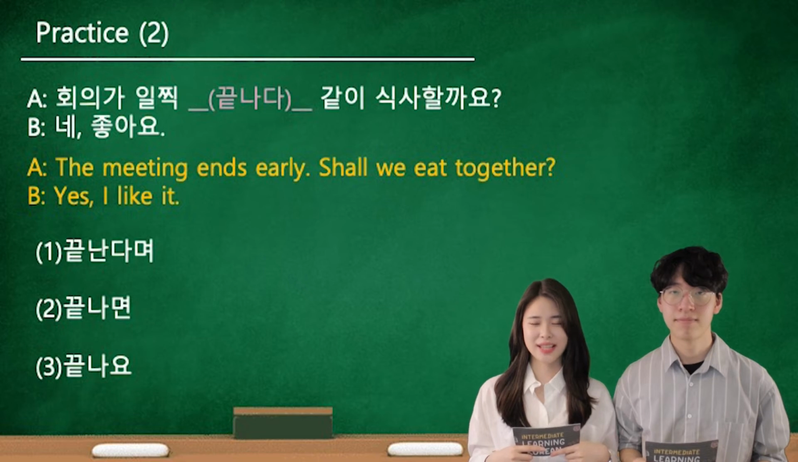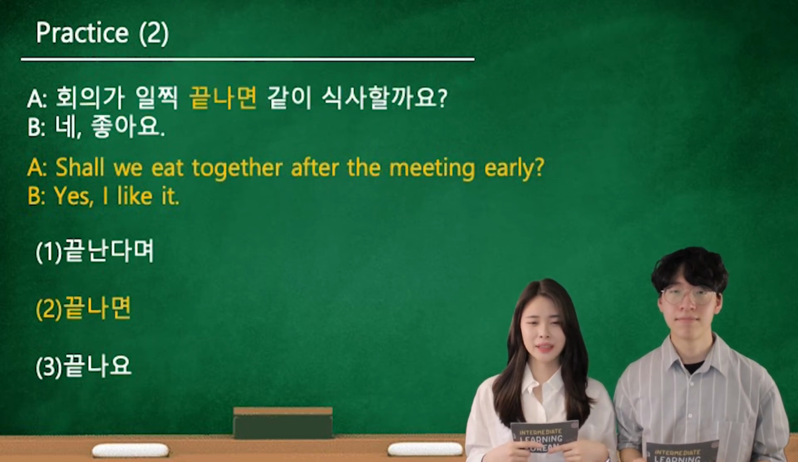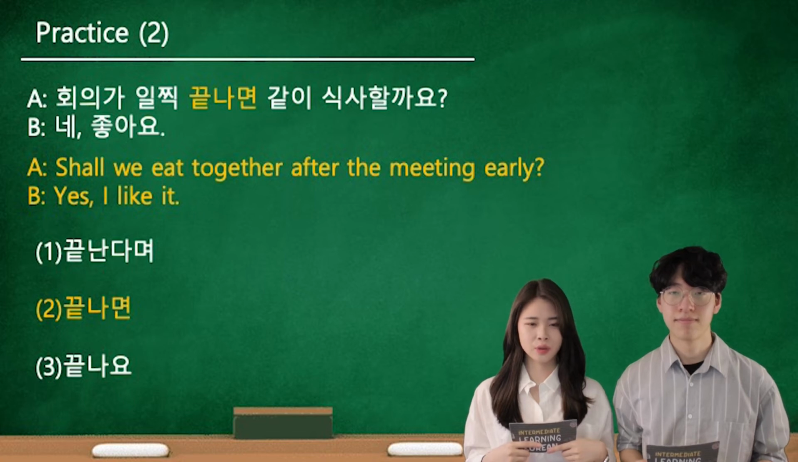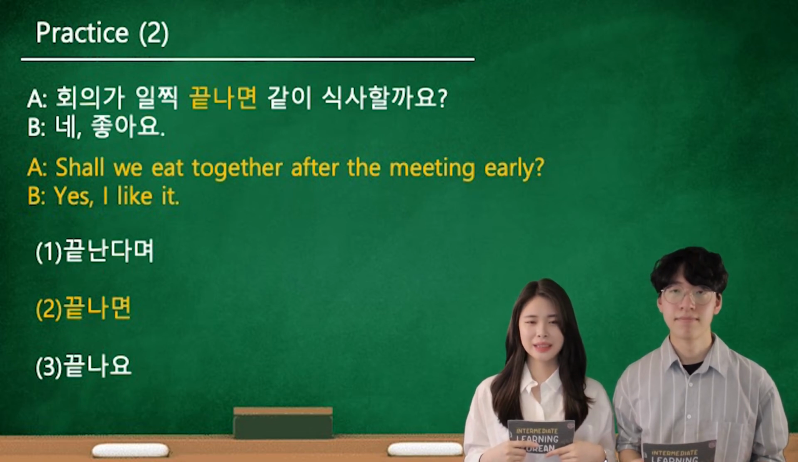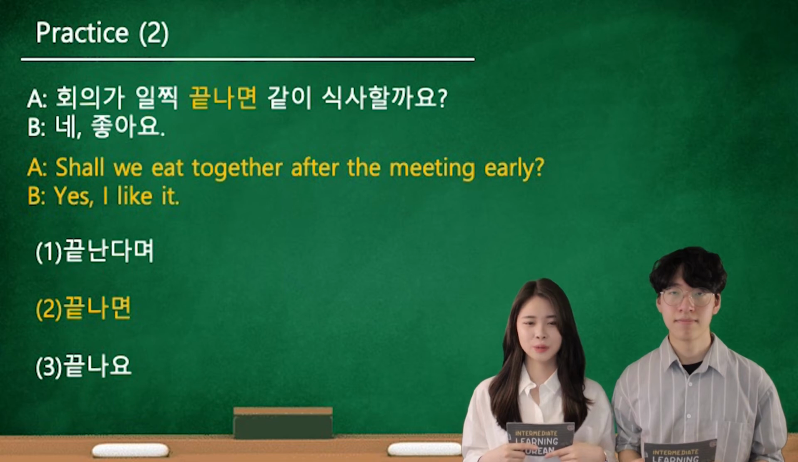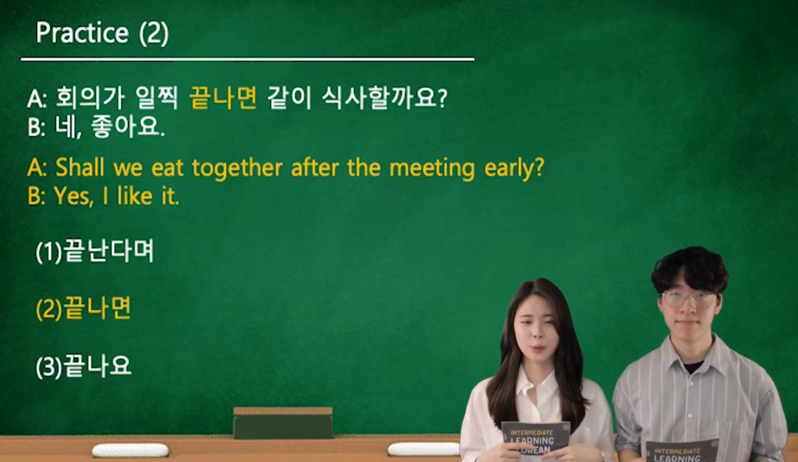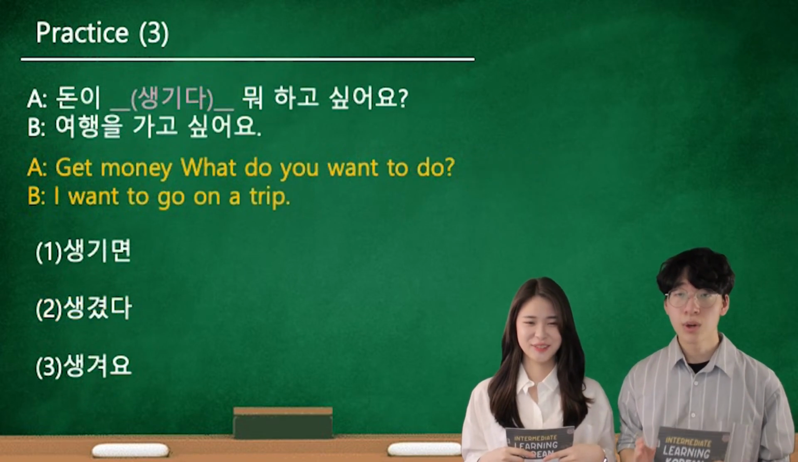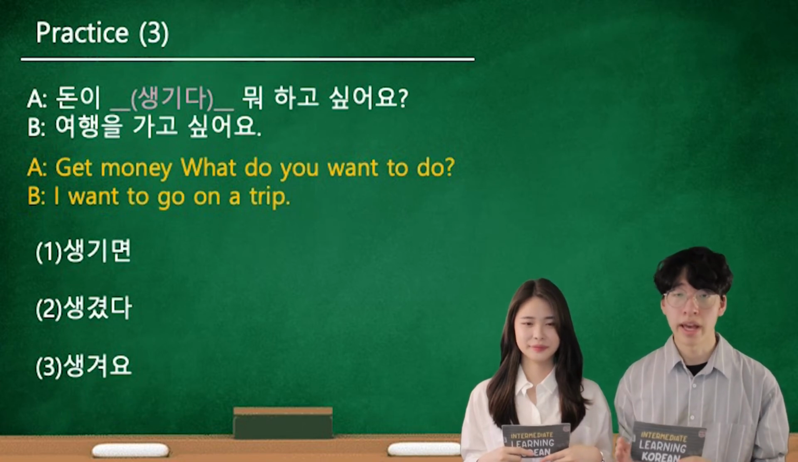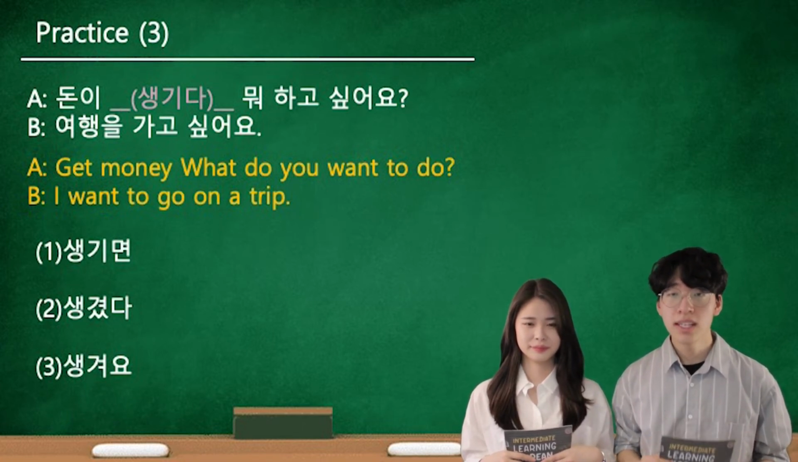Yes, the correct answer is 생기면. The verb 생기다 does not have a final consonant, so 면 is used to make 생기면. Then let's read the sentence together. A. 돈이 생기면 뭐 하고 싶어요? B. 여행을 가고 싶어요. Okay, one more time. A. 돈이 생기면 뭐 하고 싶어요? B. 여행을 가고 싶어요. Yes, excellent. Everyone solved the problem very well.